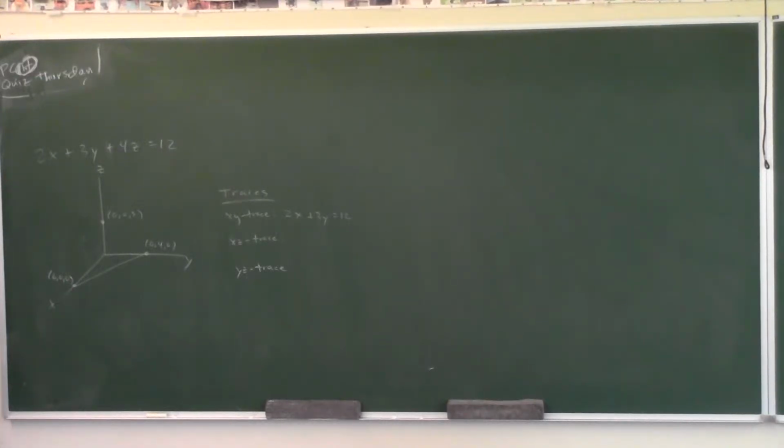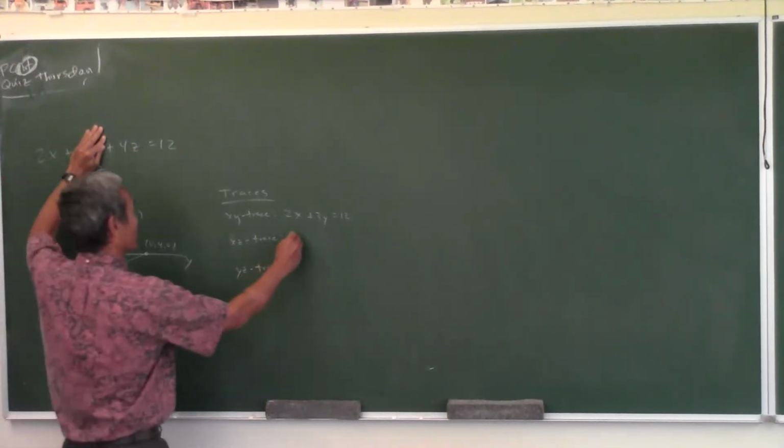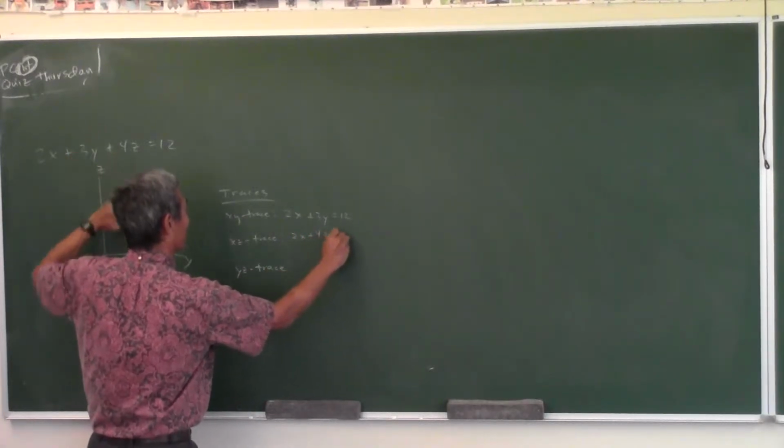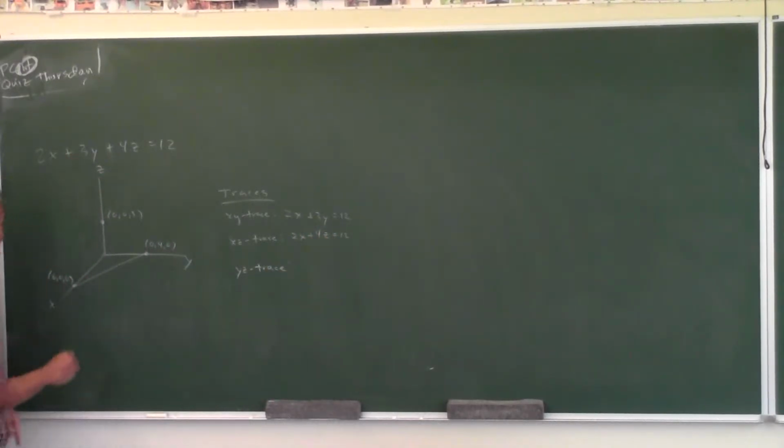And likewise, what do you think the xz trace is? Where the graph intersects the xz plane on this wall right here. Okay, so how do you think we're going to find that? What's the equation of the xz plane? It's y equals 0, because all the y coordinates are 0. So all you have to do is set y equal to 0 and you get 2x plus 4z equals 12. Hey, that's one line. Yeah, that's this line right there in the xz plane.